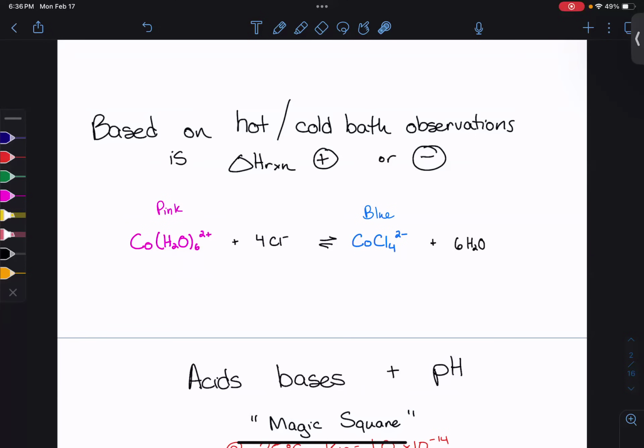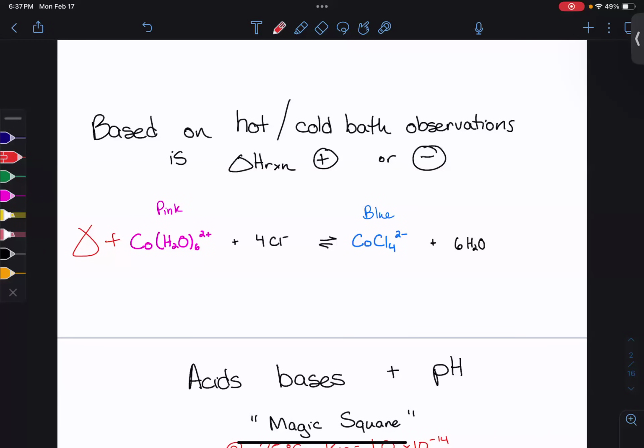So where do we think the triangle goes in this reaction? Just guess and check. Just put the triangle somewhere and think, okay, if I heat this reaction, it should turn what, blue? Okay, so where does the triangle go? It is a reactant, yeah. So if I put the triangle as a reactant, this is an endothermic process. Heating it should make it turn blue. And does that match our observation?